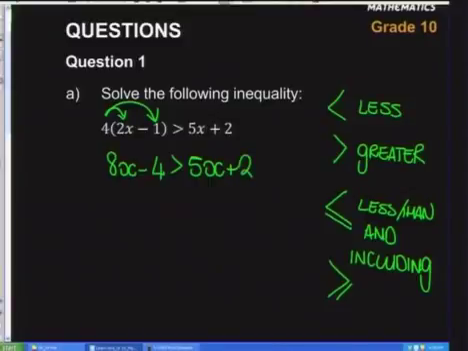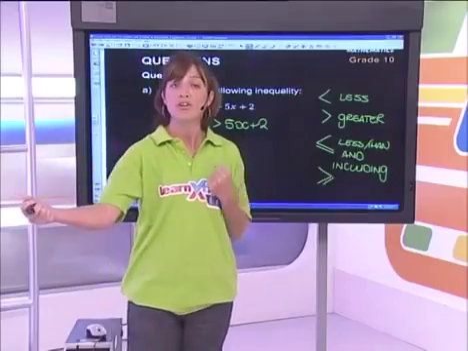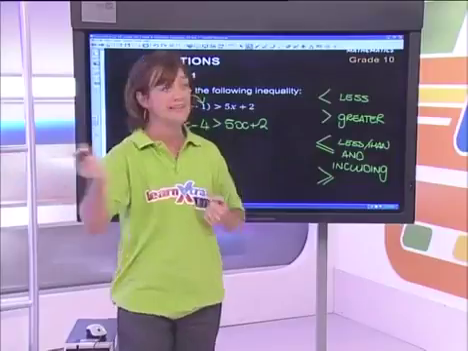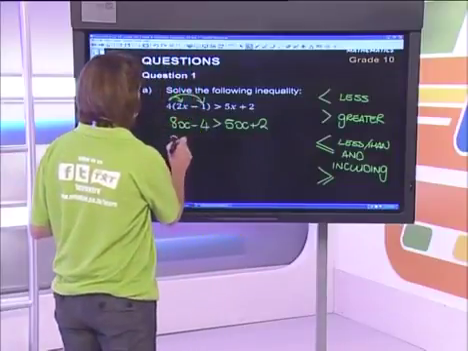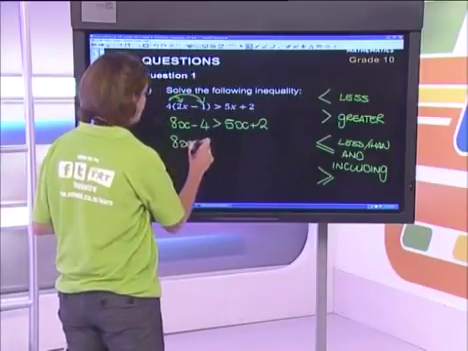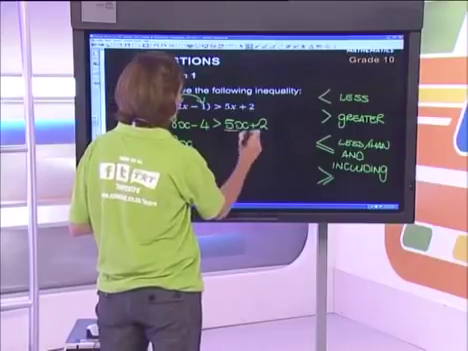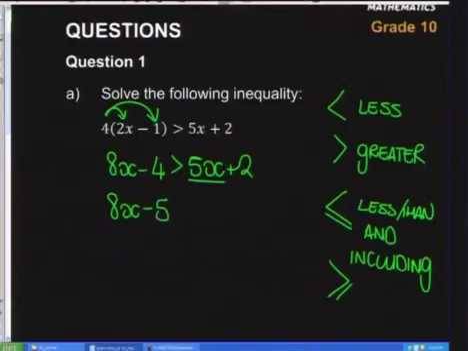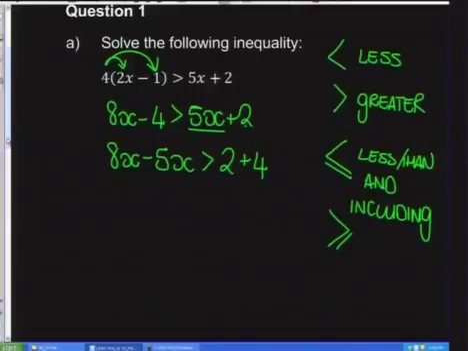Okay, so what we need to do now, similar to an equation, we want to gather variables to the left-hand side, and we want to put all the constant terms, all the numbers, on the right-hand side, okay? So the same process applies as if it was an equation. My 5x is going to become negative 5x, and it's still greater than. My positive 2 stays positive 2 on the right-hand side, but my negative 4 became positive 4 when it came over. Right, so therefore what have I got?